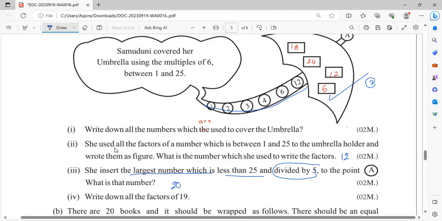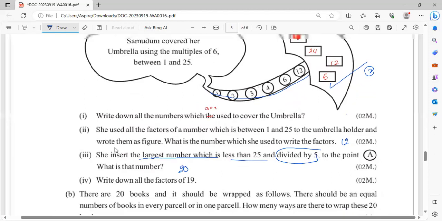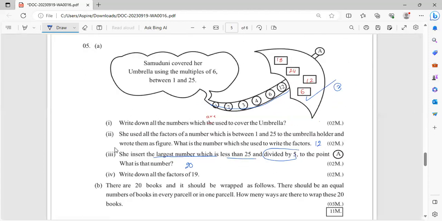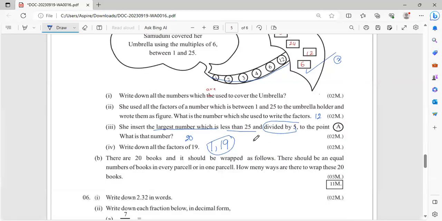Okay. Write down all the factors of 19. What are the factors of 19? No, 1 and 19 only are the factors of 19. එකයි 19යි විතරයි පුතේ because it is a prime number. Can't you remember? So prime numbers have only one and itself. එක සහ එම සංඛ්‍යාව පමණක්මයි prime numbers වල factors වෙන්නේ.